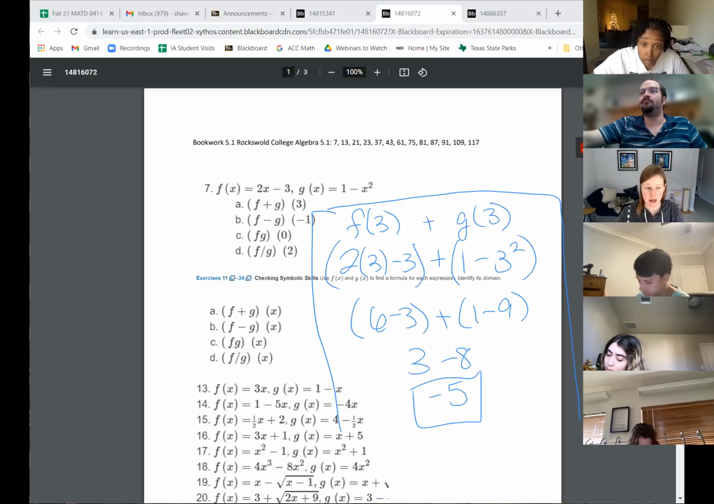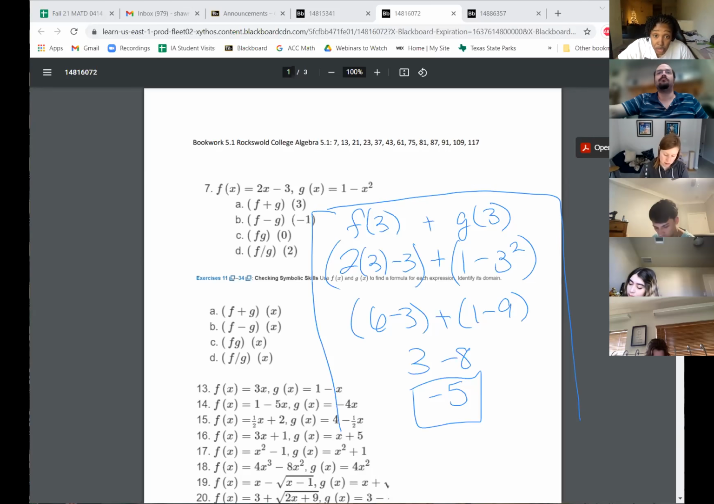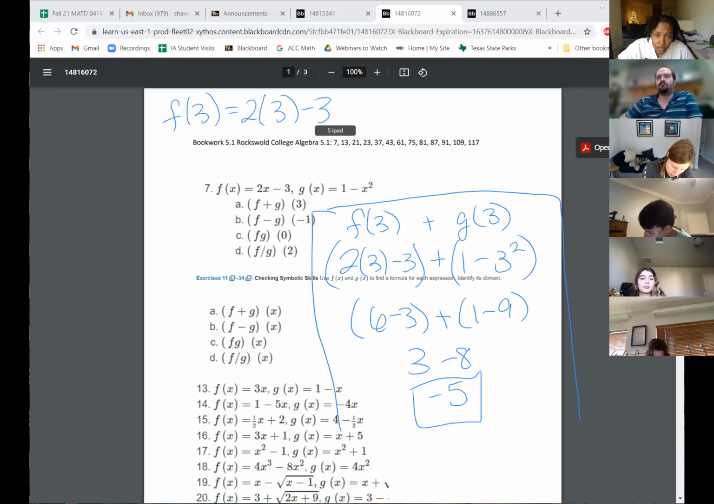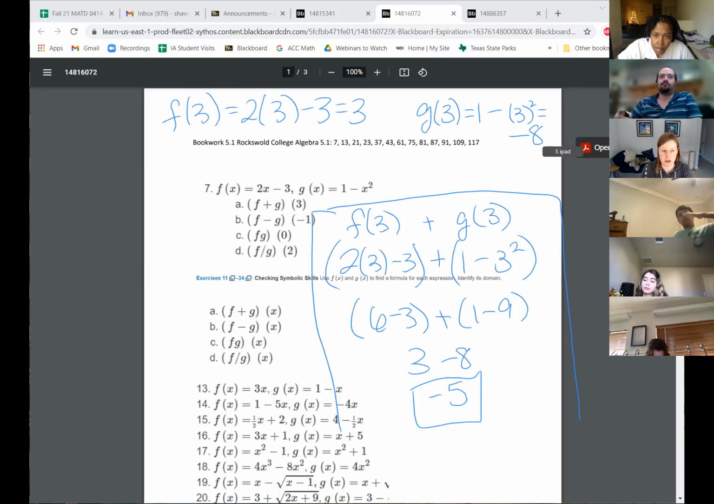So the other way that you could have done this, that I might have considered because we have A, B, C, D here, is you could have plugged the 3 into the f of x, and from there you would have 3. Then you could have plugged the 3 into the g of x, and from there you'd have negative 8. And then you can do all the operations. So now that I know f of 3 is 3 and g of 3 is negative 8, I could just add them for A, subtract them for B, multiply them for C, and divide them for D, right?